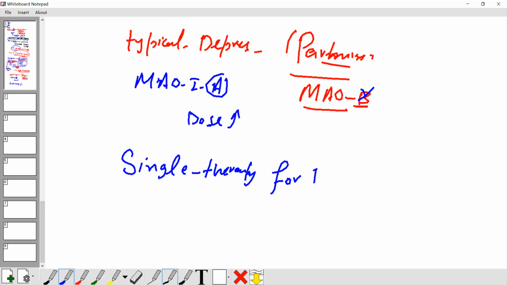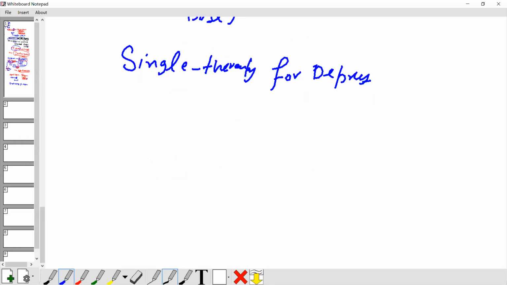Single therapy for depression. Understand? Not combined with any drug. If you combine with other drugs like SSRI and SNRI, it's not good for the patient. SSRI, SNRI and TCA are not combined with these three groups.